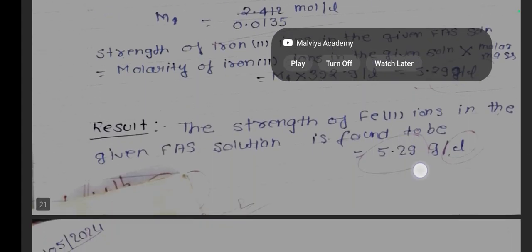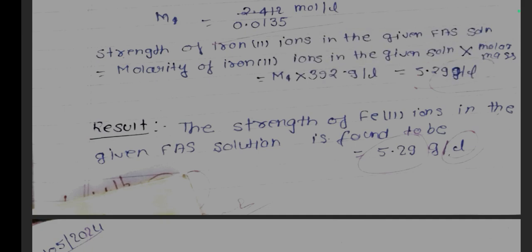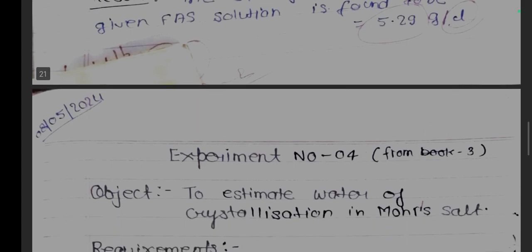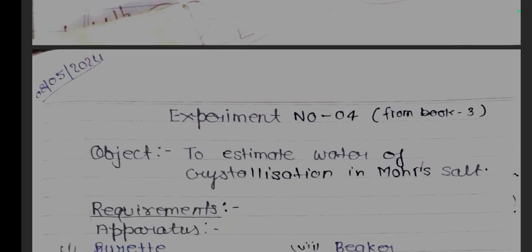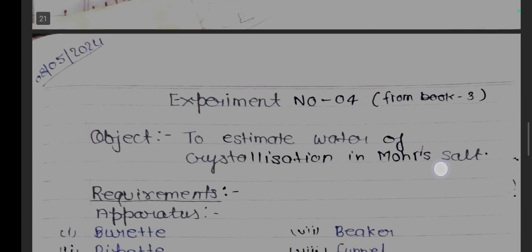And as a result, the strength of the ferrous ions in the given FAS solution, the ferrous ammonium sulfate solution, is found to be 5.29 gram per dm cube. And the next, the fourth experiment, is to estimate the water of crystallization in Mohr salt.